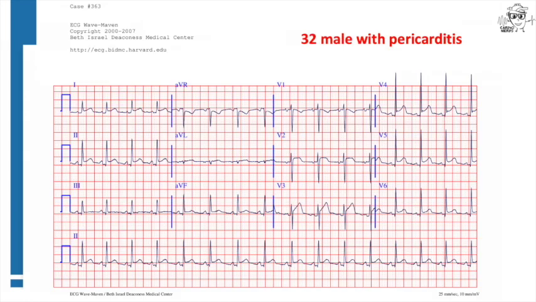This is an EKG of a 32-year-old with acute pericarditis. Compared to the EKGs we just reviewed, you can see that the ST elevations here are diffuse and not localized. The ST pattern is concave, unlike the prior EKGs, and there are no reciprocal changes. You can also see PR segment elevation in lead aVR, which is classical of pericarditis.